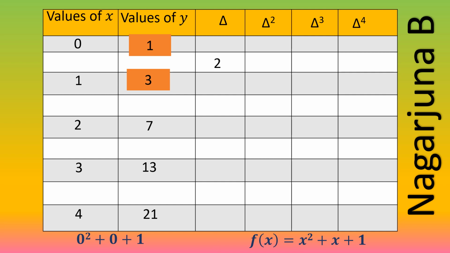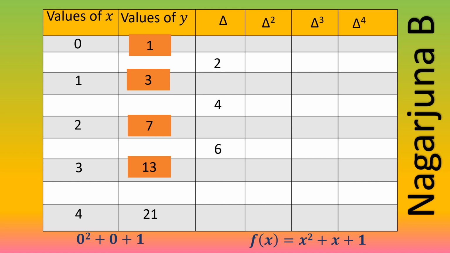3 minus 1, 2. The next delta value, 7 minus 3 is how much? 4. And that you have to write where? In between 3 and 7 in the column of delta like this. The next delta value, 13 minus 7. So it will be how much? 6. And that you need to write where? In the delta column in between the values of 7 and 13.